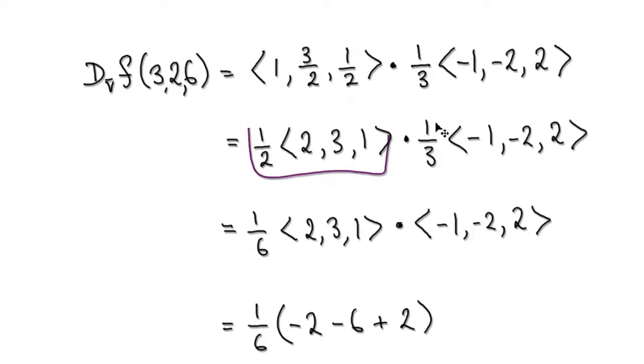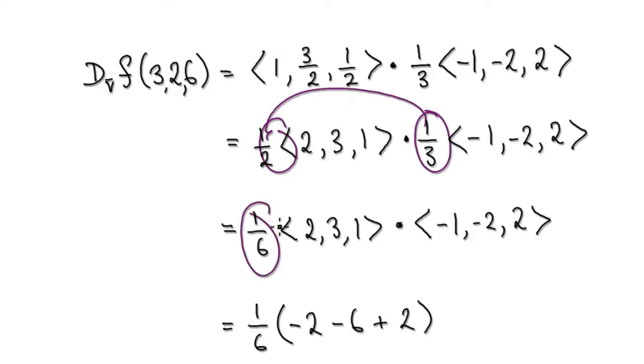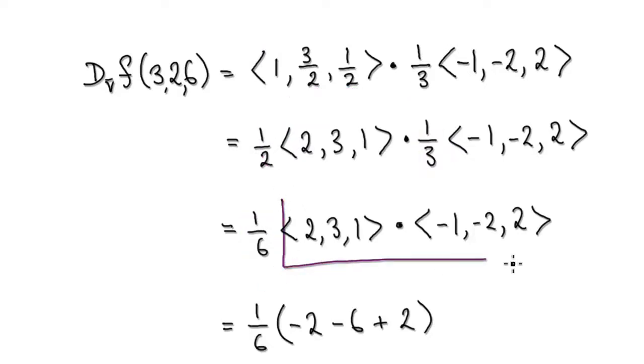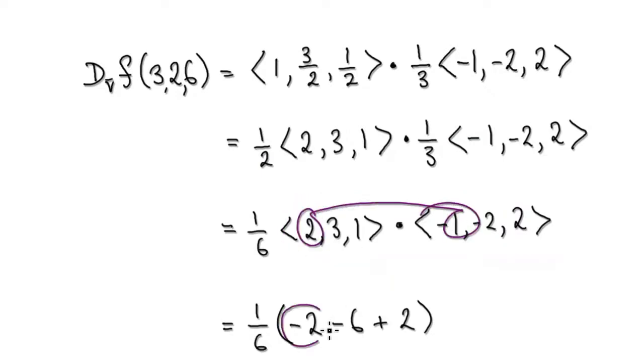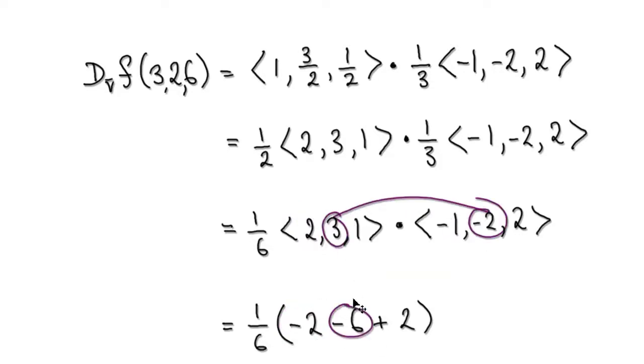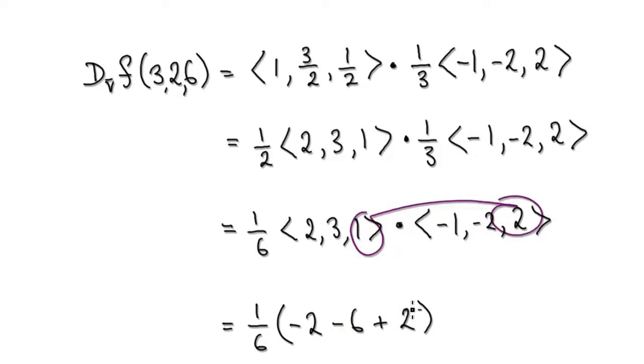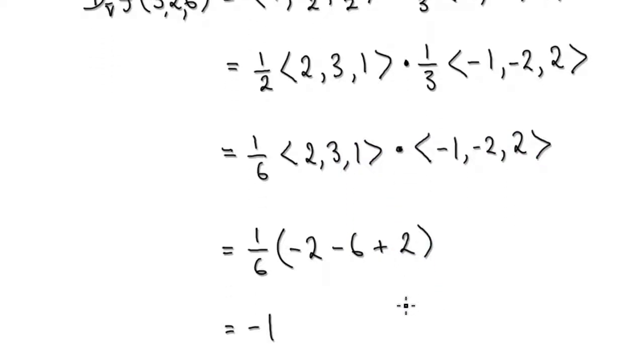So now this is a scalar amount. Let's merge these two together to give you this. Really it boils down to you taking the dot product of these two vectors, which will be this times this, and then this times this, and then this times this. That will then give you this. The directional derivative in the direction of our vector at that particular point is given by -1.